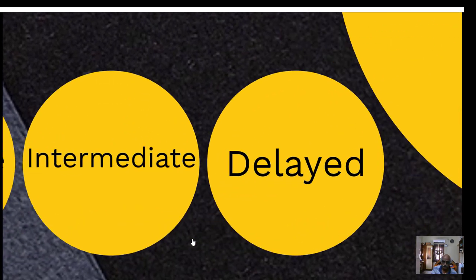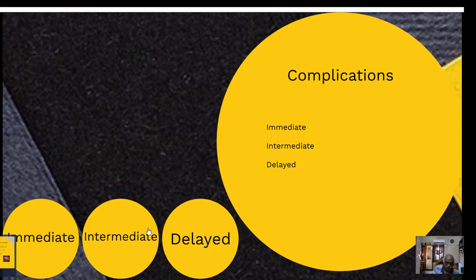Then delayed complications include secondary hemorrhage due to infection. If there is secondary hemorrhage, it occurs after the 7th day. Antibiotics should be given to these patients to tackle the infection. Bleeding in the immediate intermediate stage, you need to secure the bleeding by tying or cauterizing the bleeding.